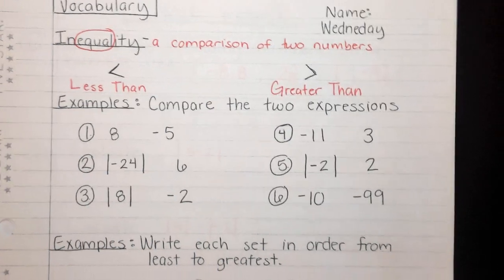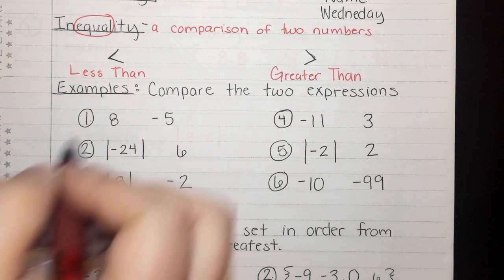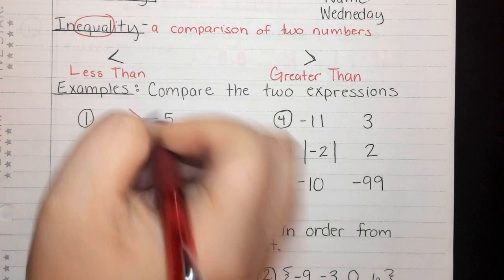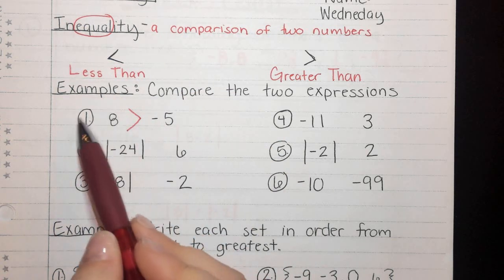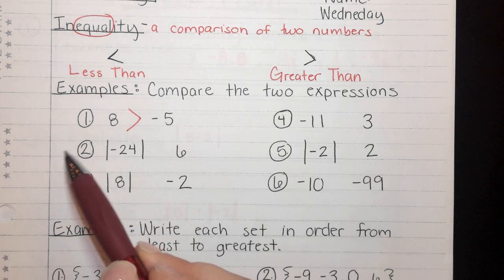All right. So for these examples, we're going to compare our two expressions. For number one, I'm looking at 8 and negative 5. What symbol would I want to put in the middle of those? Connor? A greater than. 8 is greater than negative 5. When I read the sentence from left to right, does that read correctly? Yes.